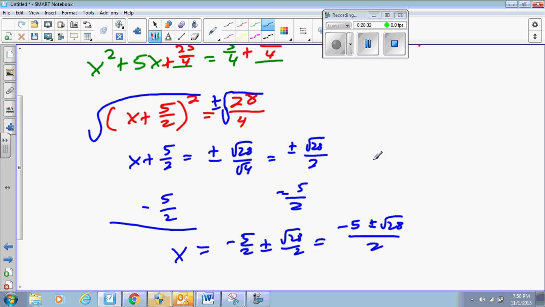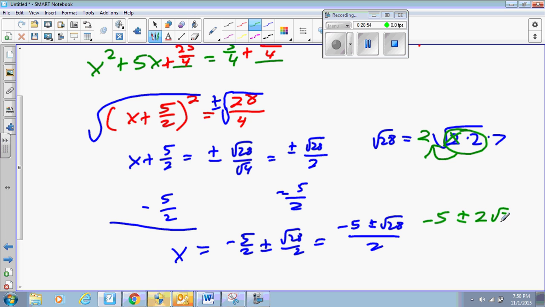But the square root of 28, remember 28 is 2 times 2 times 7. So to finish that problem off, these guys combine together to be the same thing. One of them crosses out and the other one goes in front. So it's negative 5 plus or minus 2 square root of 7 over 2. And believe it or not, you are expected to be able to put the answer in that form on the Regents exam.